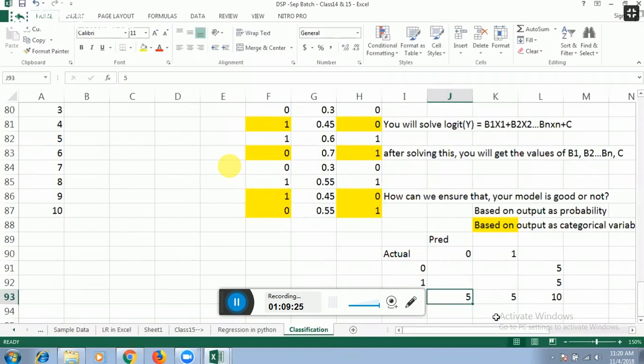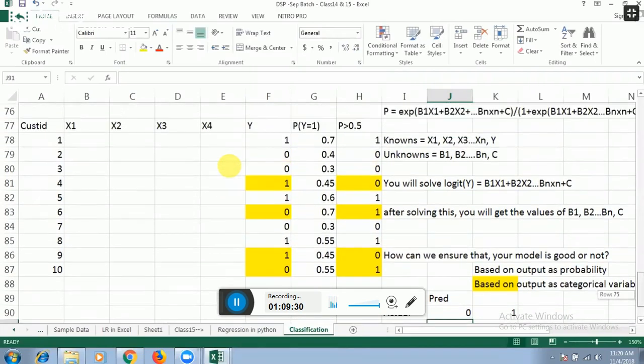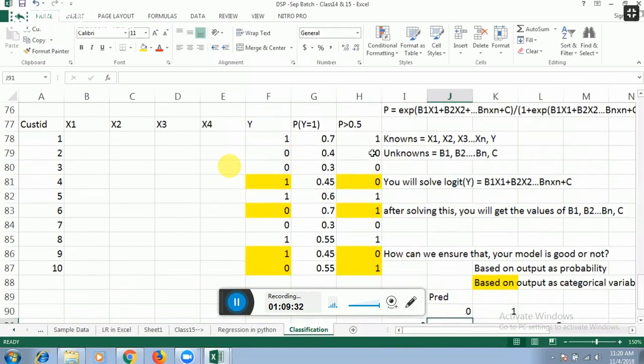Whatever it is. So now how many actual zeros did you predict as zeros? Okay, this one, and this one. These three are predicted as zeros correctly.